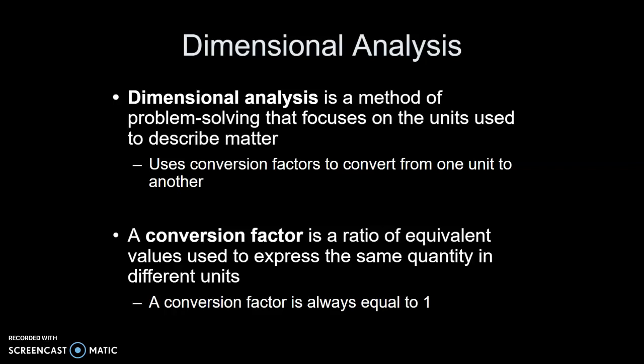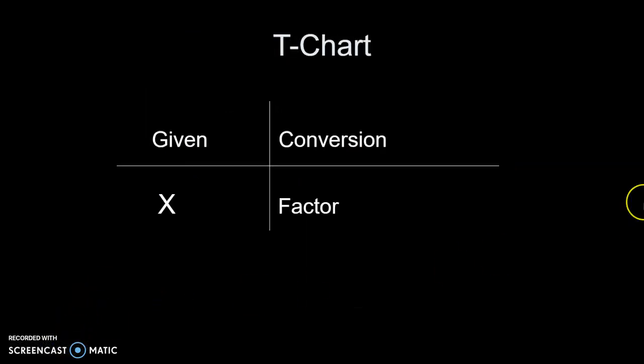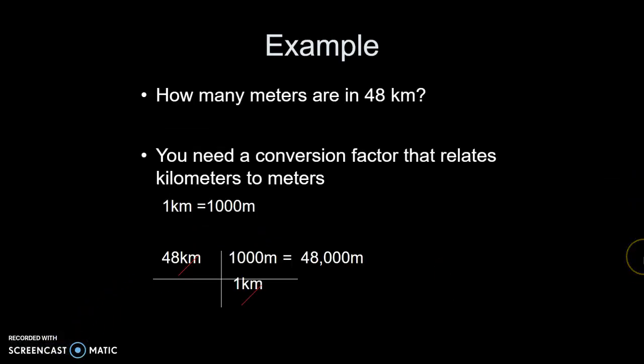The conversion factor is always equal to 1. So 1 of something will equal X quantity of something else. So let's take a look. To do this, we're going to use a T-chart, and it's called a T-chart because it looks like a T, right? So here's our T. We always start on the left-hand side of our T-chart with what we're given. On the right-hand side, there's always going to be some conversion factor that we use. And remember, the conversion factor is always set equal to 1. 1 of something is equal to an X amount of something else. So let's take a look at an example. How many meters are in 48 kilometers?